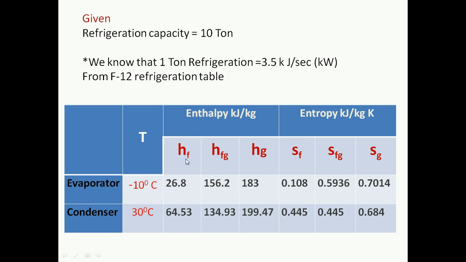Earlier I have explained these things in the vapor compression cycle. So at minus 10 degrees for F12, please use the Nijaguna thermodynamic data handbook. In that, all the things are given. Next, I hope you have noted down all these values.